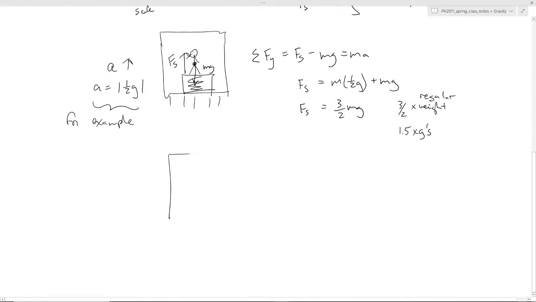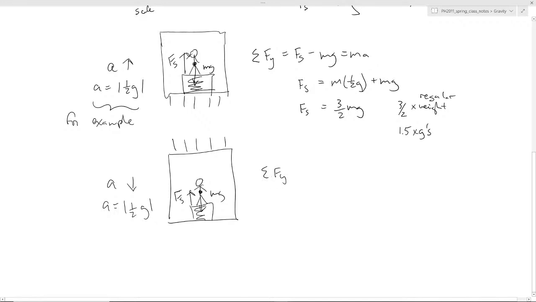We can look at also the other scenario, which is, let's say you're in the elevator, and now instead of it accelerating up, let's have it accelerate down, but with the same magnitude. Okay. And the picture does not change. Forces are still present. Weight, the force present on you from the scale. We go to sum the forces in y, scale minus the weight. But now, instead of that acceleration 1/2 g being positive, it's going to be negative because it's pointed down.